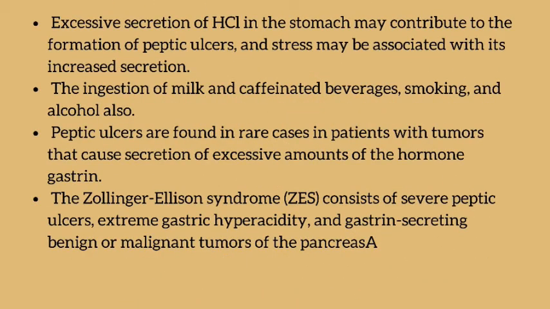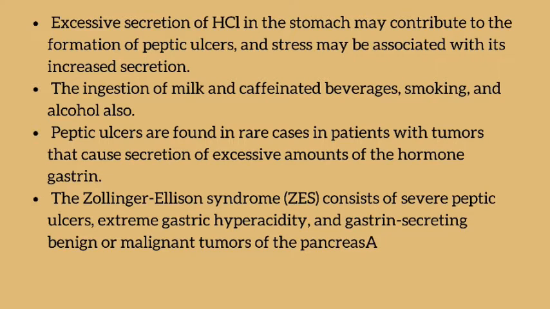So we are going to see certain points over here. What they are telling over here is that excessive secretion of HCl in the stomach may contribute to formation of peptic ulcer. So when the HCl level is high in the stomach, peptic ulcer formation takes place. And sometimes because of stress also peptic ulcer formation takes place. Okay, because stress is increasing the secretion of HCl in the stomach.